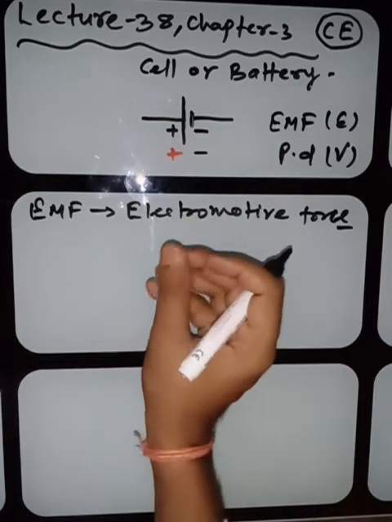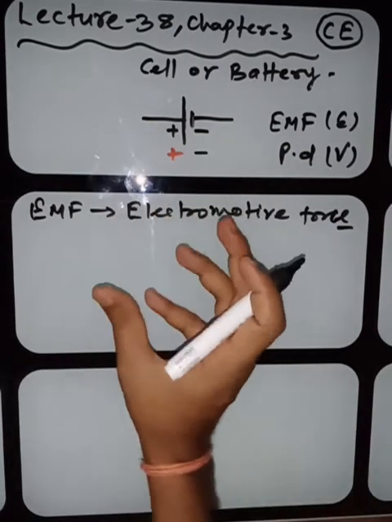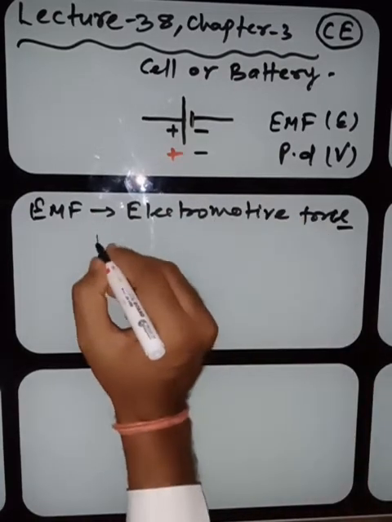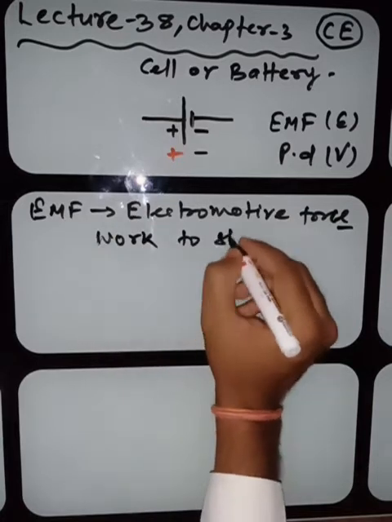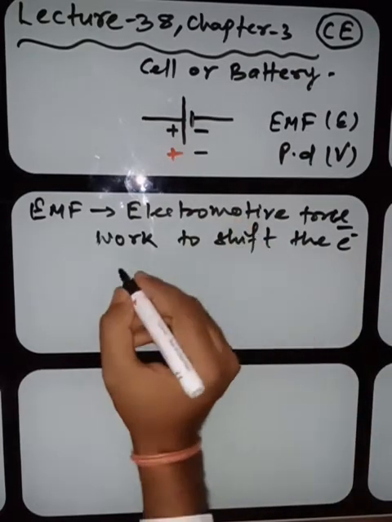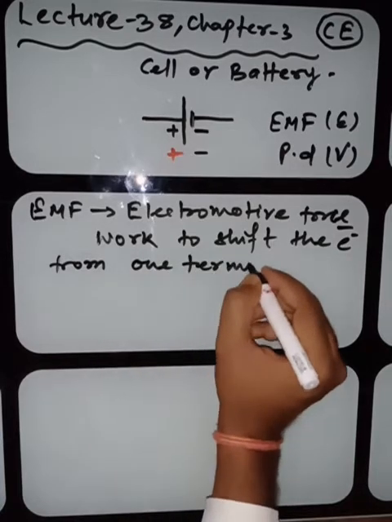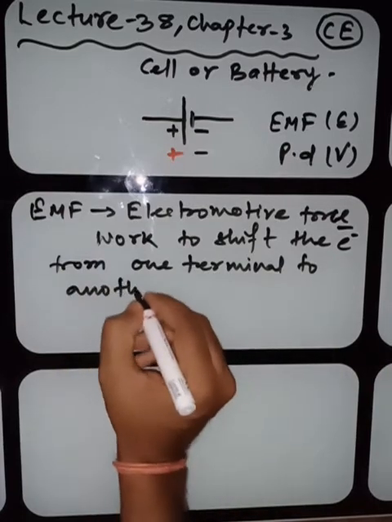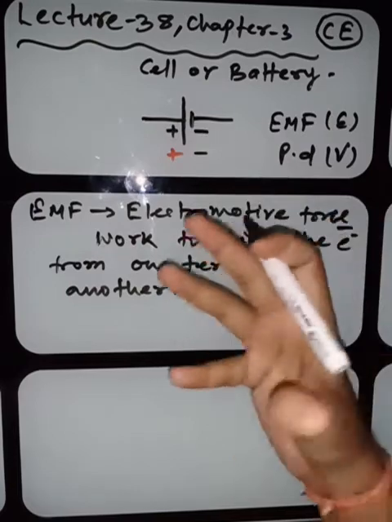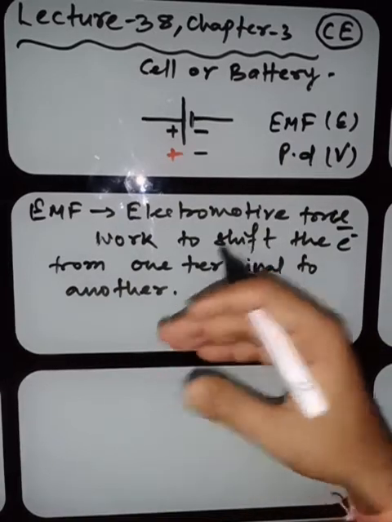If you want to write about the electromotive force, you can write that it is not a force, but the amount of work done by the charge carrier to shift itself, basically the electron, from one terminal to another. The electron moves from one terminal to another terminal and does some work, and that is the electromotive force. It motivates the electron to move from one terminal of a cell to the other.